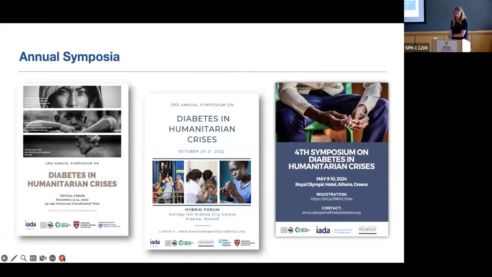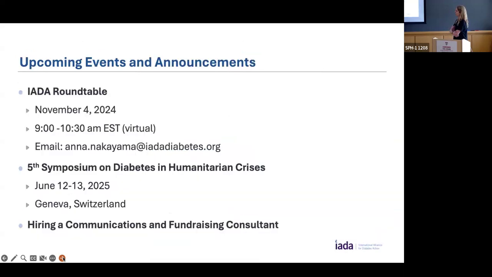And then IATA itself hosts an annual symposium. We had our last one in Athens in May of this year. And we have our next symposium coming up in probably Geneva in June. And we have a roundtable. We have these roundtables once or twice a year, bringing everybody together to give updates and hear progress, things like that. And we're hiring a communications fundraising consultant, if anyone knows of someone.